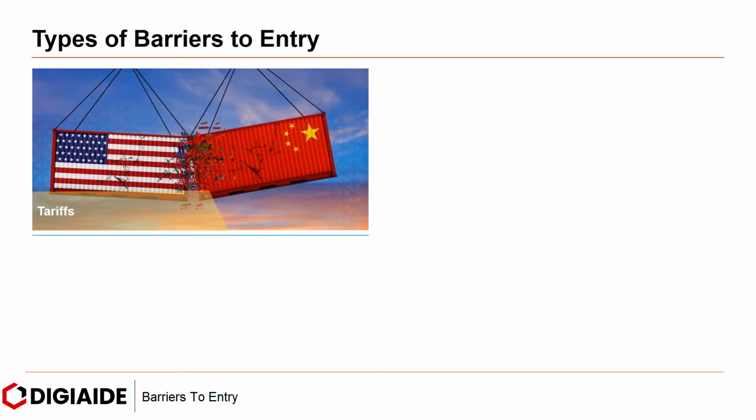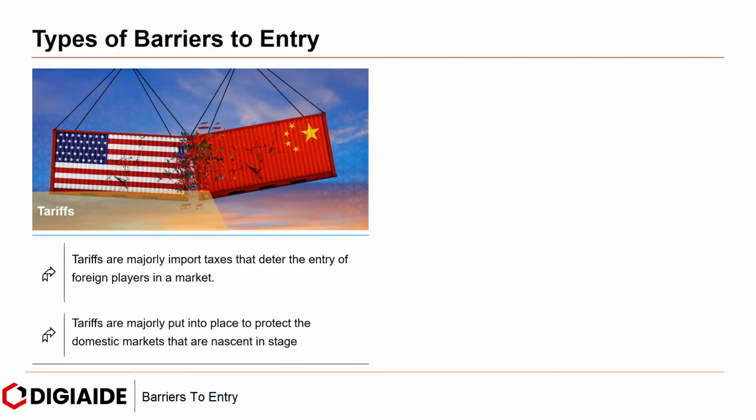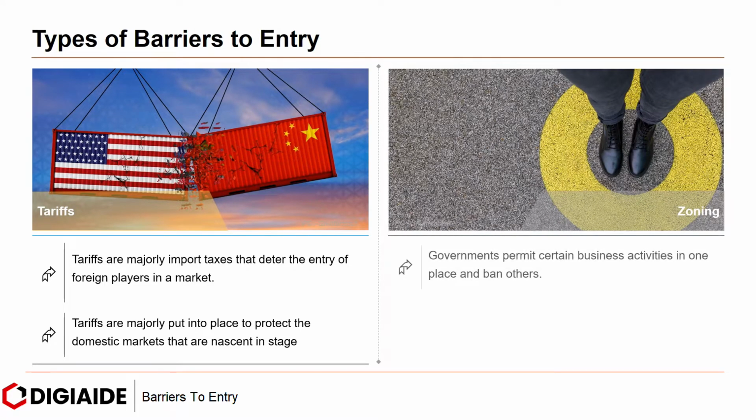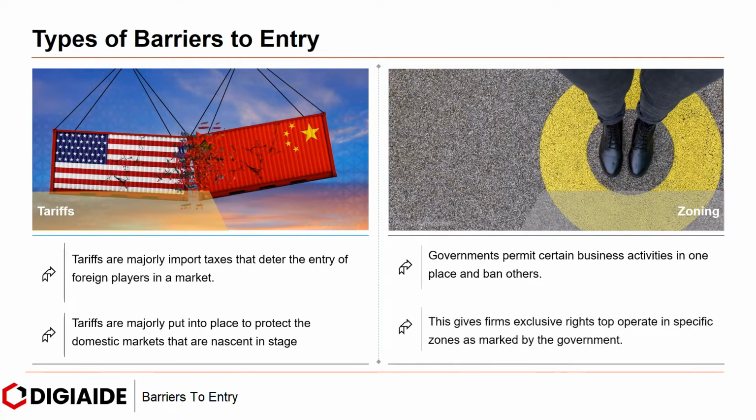Next, tariffs. Tariffs are majorly import taxes that deter the entry of foreign players in a market. Tariffs are majorly put into place to protect the domestic markets that are nascent in stage. Next, zoning. Governments permit certain business activities in one place and ban others. This gives firms exclusive rights to operate in specific zones as marked by the government.